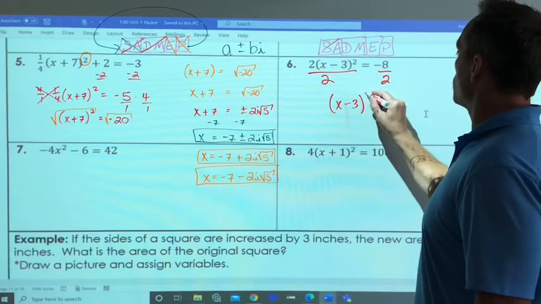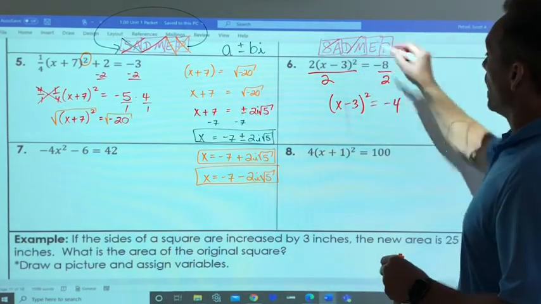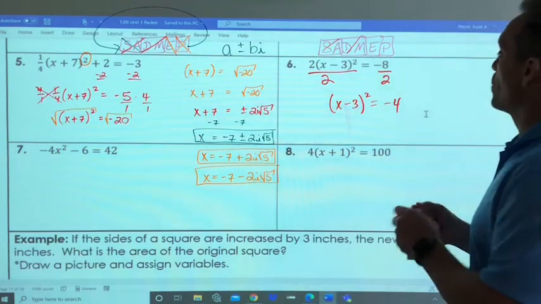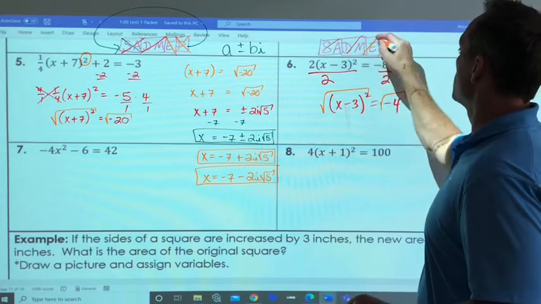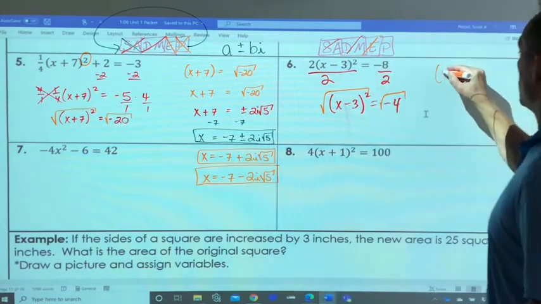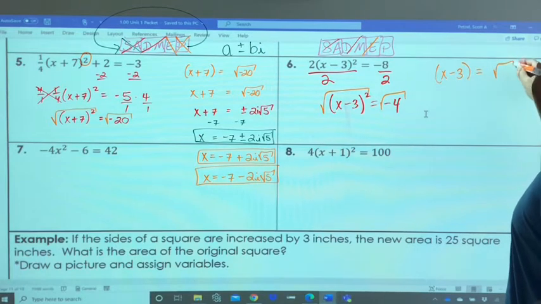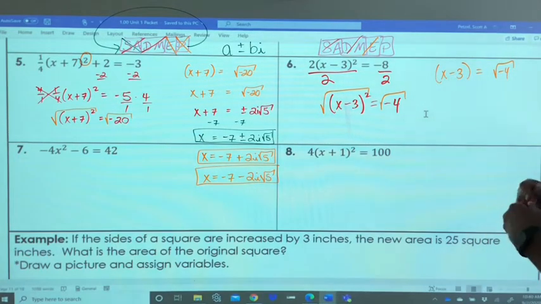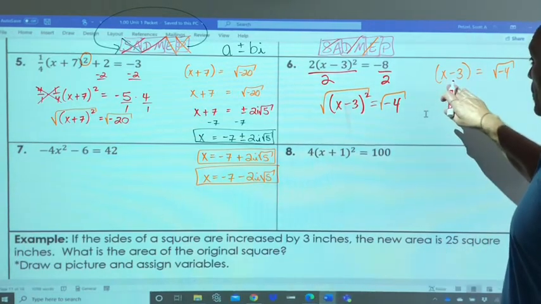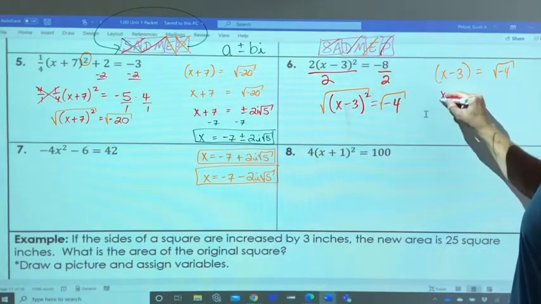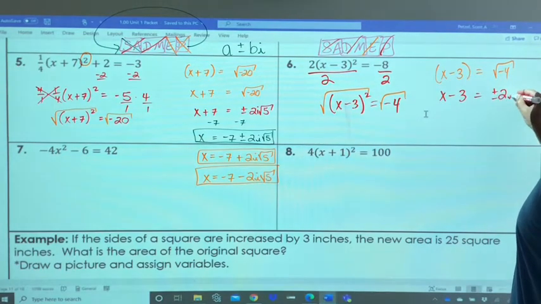x minus 3 squared equals negative 4. Done. I'm going to take my square roots, get rid of my exponents, and I'm left with x minus 3 equals square root of negative 4. Please understand that this simplifies, and I'm going to get rid of my parentheses all at the same time: x minus 3 equals plus or minus 2i.